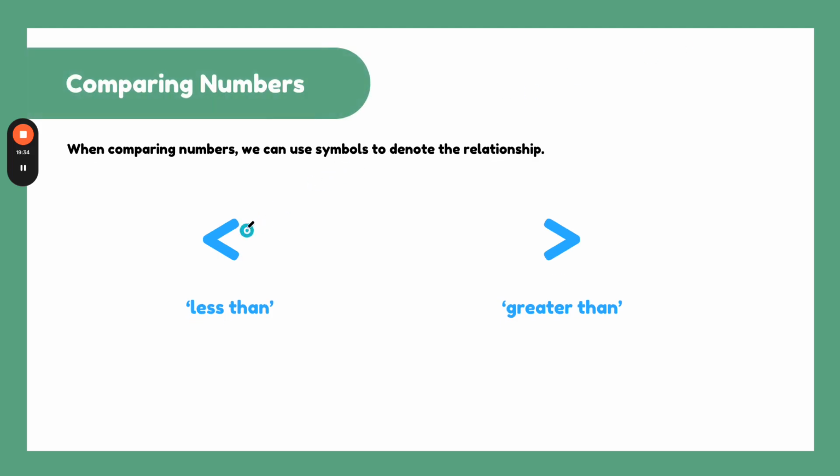So this is less than. The number on the left will be smaller than the number on the right of the symbol. And this symbol represents greater than. So the number on the left of the symbol is bigger than the number to the right of the symbol.